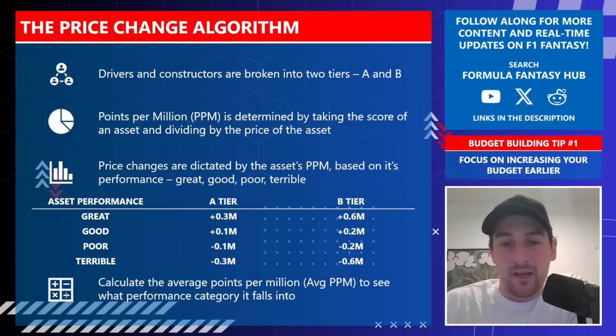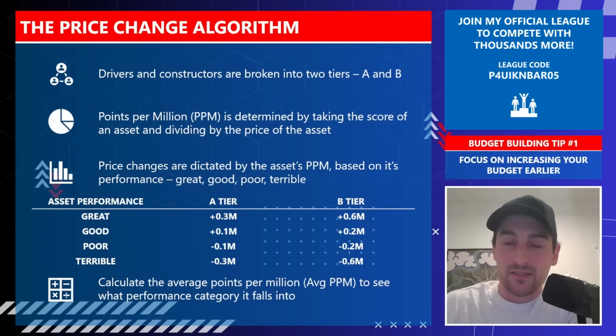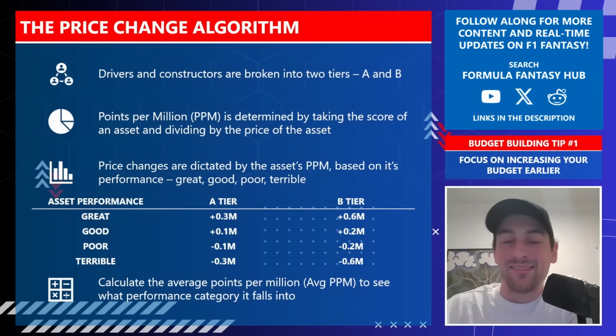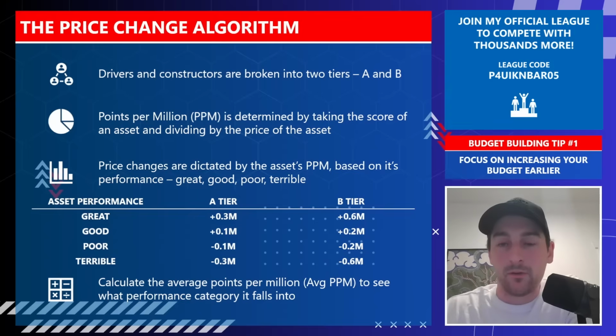But in terms of how the price changes for these assets in these tiers is decided this season is again very different to last year's model. It's largely based on the points per million that an asset has been calculated at. And that's determined by taking the score of the asset in a particular race weekend and dividing it by the price of that asset. The points per million, I guess, in essence is for every dollar you spend on an asset, you would expect to receive 1 fantasy point in return. So on a 1 point per million basis.